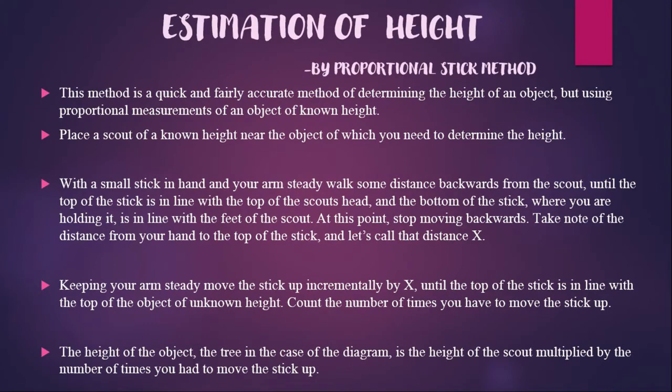Estimation of height, by proportional stick method. This method is a quick and fairly accurate method of determining the height of an object, but using proportional measurements of an object of known height. Place a scout of a known height near the object of which you need to determine the height.